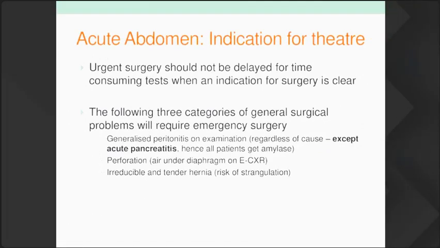After we do an X-ray, and sometimes ultrasound or CT scan, we have to know that if there is an indication for active intervention, urgent surgery should not be delayed. Urgent surgery should not be delayed for time-consuming tests when the indication for surgery is clear. The following three categories of general surgery problems require emergency surgery: generalized peritonitis or perforation, and an irreducible and tender hernia. Because any delay will complicate the problem, leading to sepsis, peritonitis, and finally death.